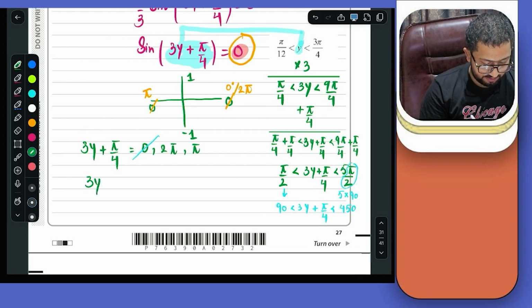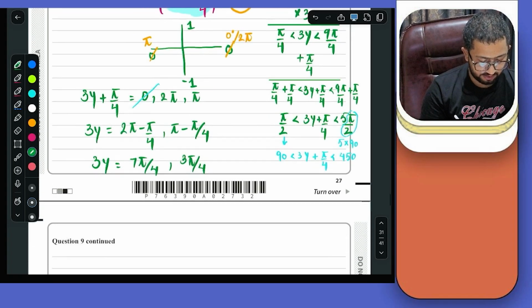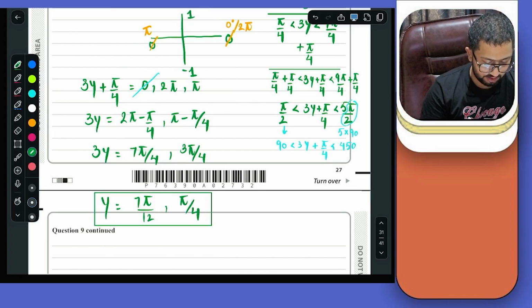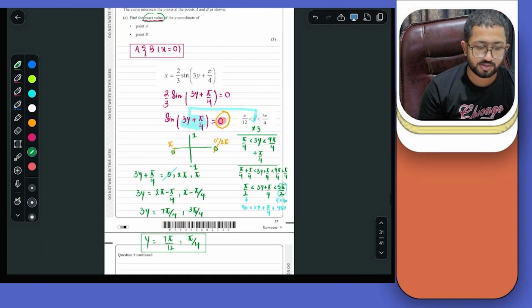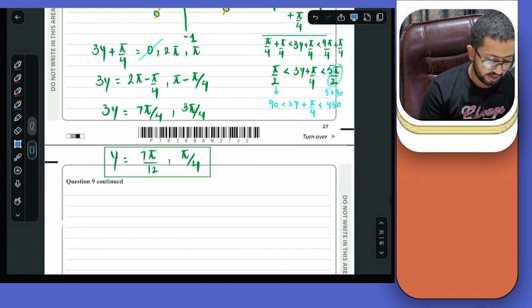So just simplify. Subtract pi by 4. So it will become 7 pi by 4 and 3 pi by 4. So the answer will become 7 pi by 12 and pi by 4. That is our final answer for this question. Pi by 4 is 45 degrees.